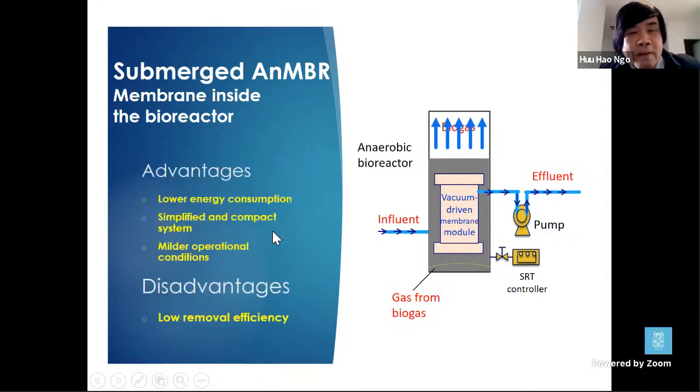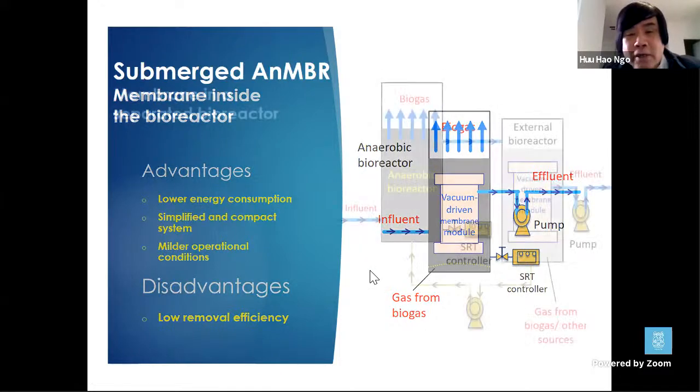This is very simple, and we can see the advantages and disadvantages. The energy consumption is lower because it's one unit and very simple. We can design it easily, and the operating condition is quite okay because everything is in one unit. Disadvantages: we are not really happy about the removal efficiency. Even the organic removal efficiency, like COD and BOD, and the nutrient removal efficiency are quite bad, so quite low.